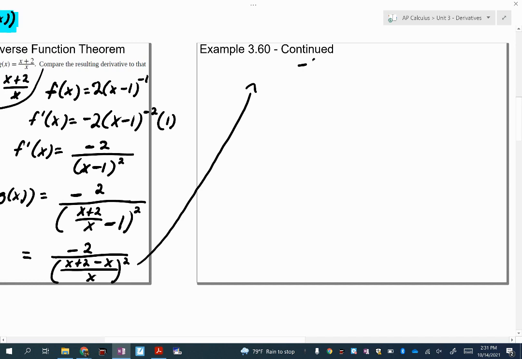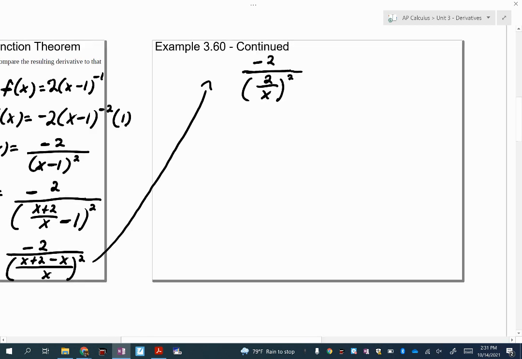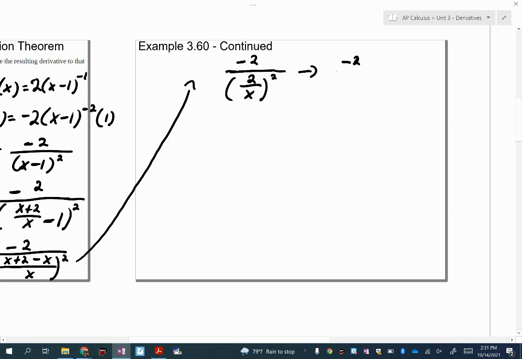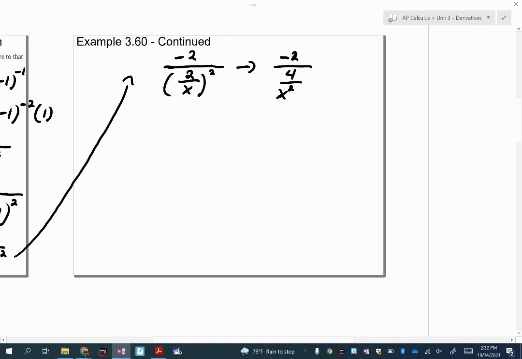All right, so that's going to be negative 2 over, and in my denominator, I'm going to get the x's make 0, so it's 2 over x squared. Keep going. Negative 2 over, I'm going to square these things now, 4 over x squared. All right, that can be a little confusing. So I'm going to write that as negative 2 times x squared over 4. So this becomes negative x squared over 2.